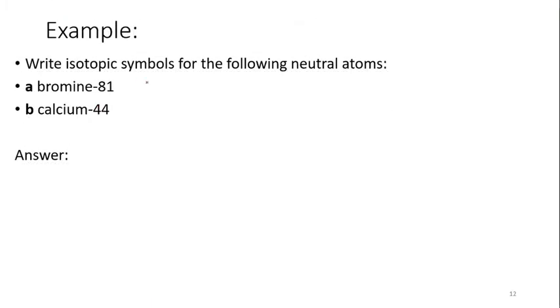Example: write isotopic symbols for the following neutral atoms: bromine 81 and calcium 44. For bromine, the symbol would be Br, with a capital B and a lowercase r, and the 81 is written on the top left-hand side, and the number of protons would be written at the bottom, which is 35. Calcium is Ca with 44 on the top and 20 written at the bottom for the number of protons.